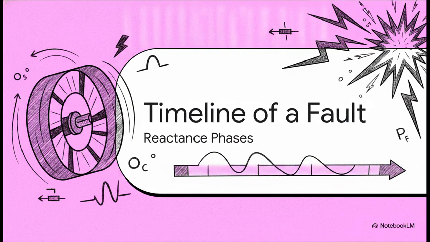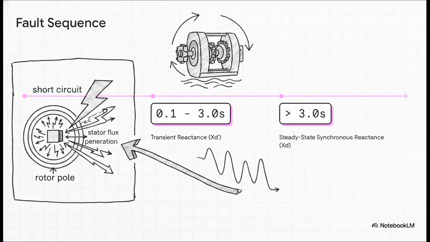Which brings us to Part 4, the timeline of a fault and our reactance phases. Now, this timeline tracks the chaotic, and let's be honest, potentially destructive sequence of a fault event. When a short circuit hits, your stator flux rapidly spikes and aggressively tries to penetrate the rotor poles. This forces the machine through three very distinct reactance phases. First, you get the subtransient phase, in those very first few milliseconds. Then it moves into the transient phase, lasting up to about 3 seconds. And finally, if it's still going, it settles into the steady-state synchronous reactance phase.